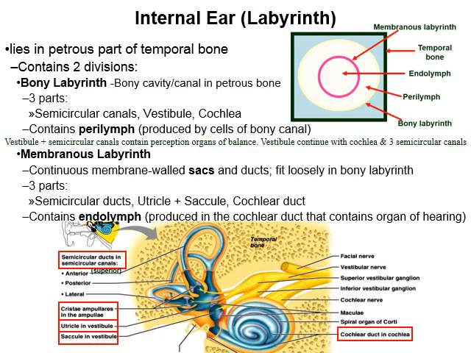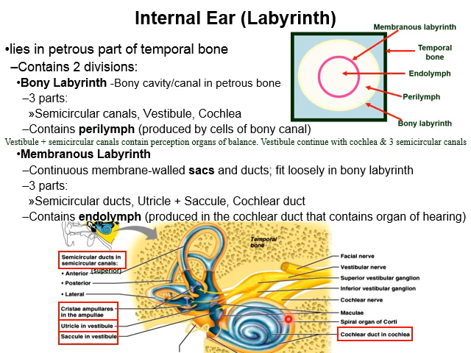The inner ear is also called internal ear or labyrinth. It is located in the petrous part of the temporal bone, and it is made of two divisions: the bony labyrinth and the membranous labyrinth. The bony labyrinth is located in the petrous part of the temporal bone. It has three components. First, it has the semicircular canals, it has the vestibule, and the cochlea.